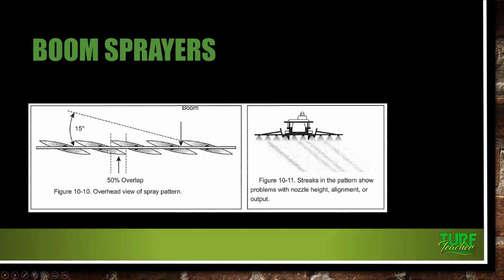Here's an overhead view of it. They're getting 50% overlap. Here we can see some streaks in the pattern. This is showing either problems with the nozzle height, the alignment, or the output. We've got some that are getting way too much, and then some that are hardly getting any.